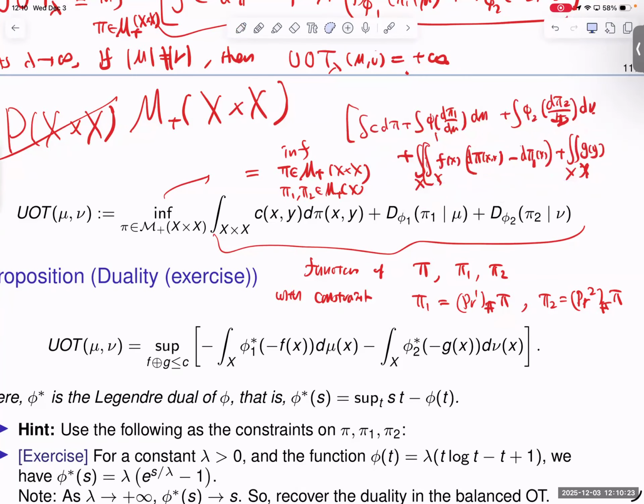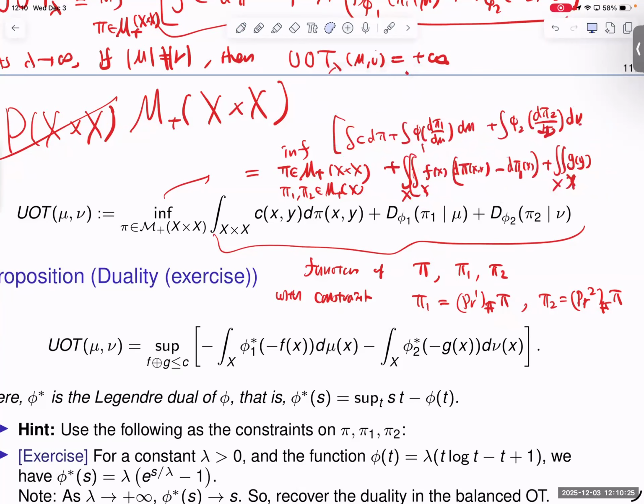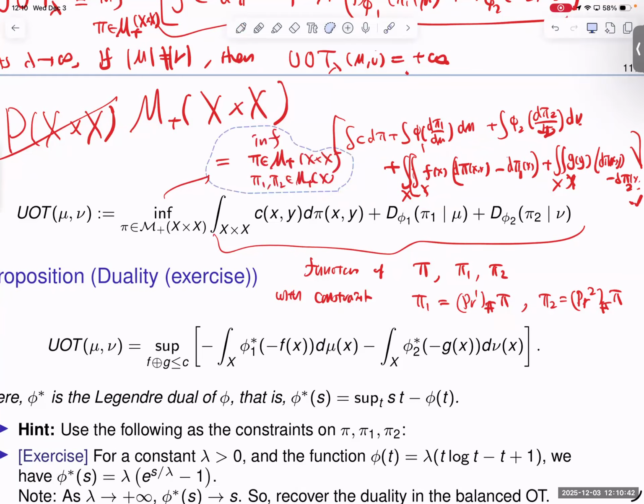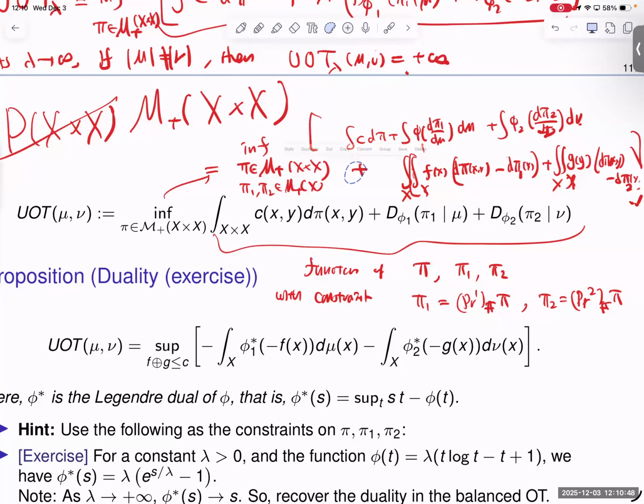Okay, you know what I'm doing, right? James, do you know what I'm doing? Yes, you're just adding the indicator functionals for the constraint. Yeah, I'm just d pi 2 y. Okay, so then I should change it, right? So this one should be inf and plus sup over f and g. Okay.